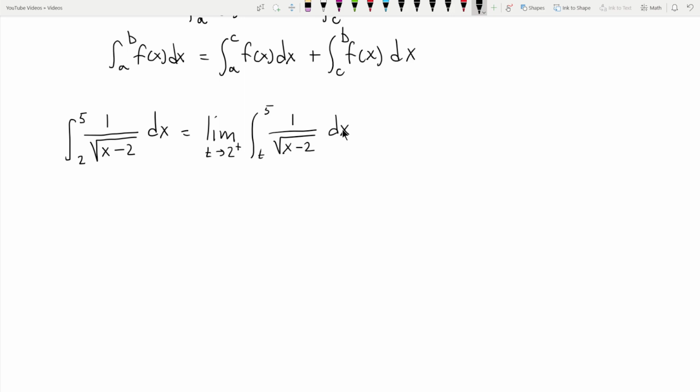Now 1 over the square root of x minus 2 is an elementary function, so it has an antiderivative, and its antiderivative is 2 times the square root of x minus 2. You would do that with a u substitution. So we get the limit as t goes to 2 from the right of 2 times the square root of x minus 2 evaluated from t to 5.